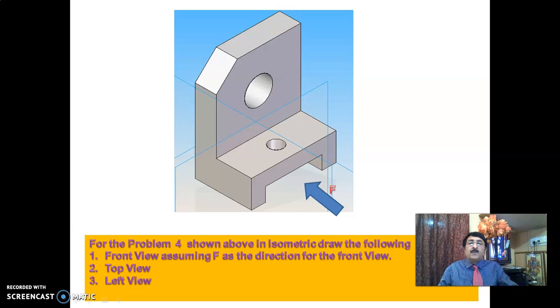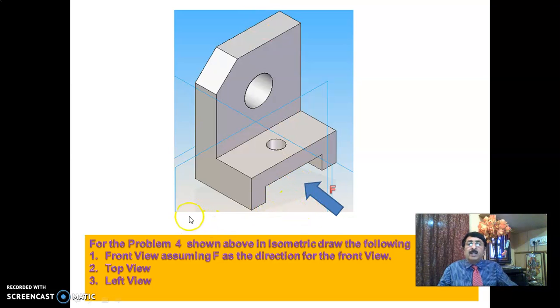In the same way, when you are looking from the top, below this object, imagine a horizontal plane to be there. When you are looking from the top, the direction of vision will be perpendicular to the horizontal plane which you imagine below this. In that way the horizontal plane will be below this object, and when you are looking from the top direction here, the direction of vision will be perpendicular to HP.